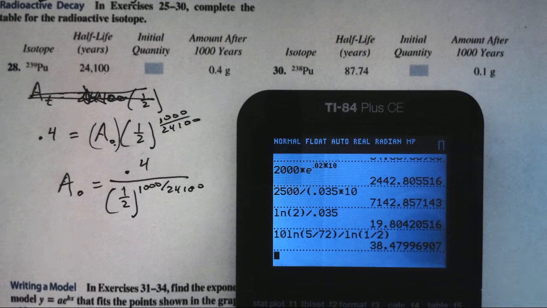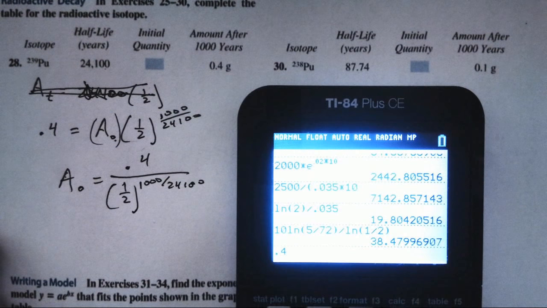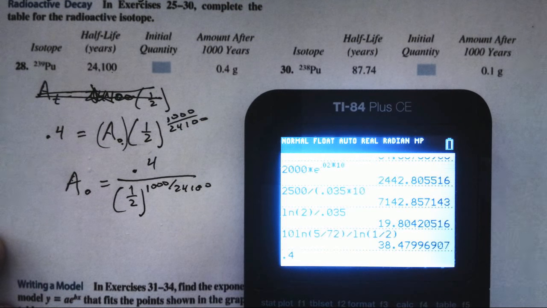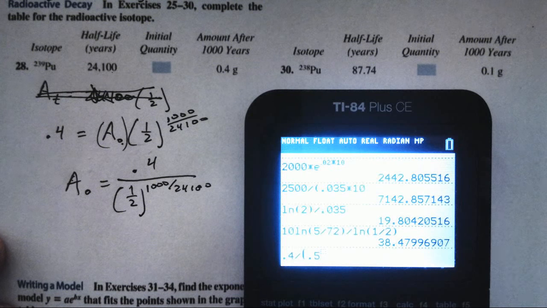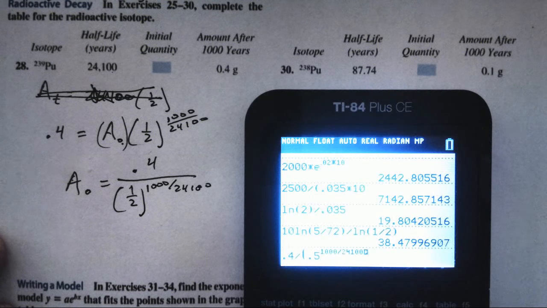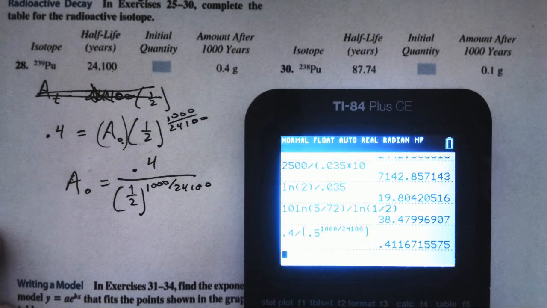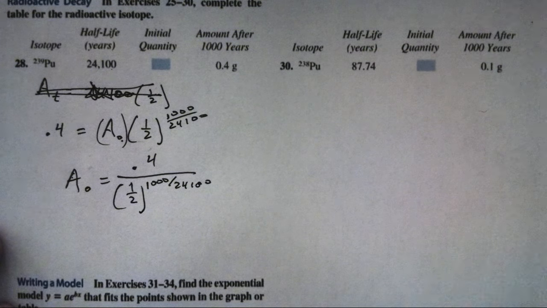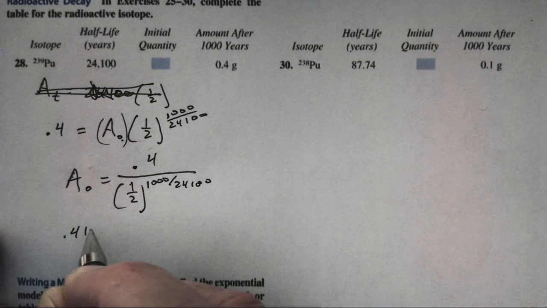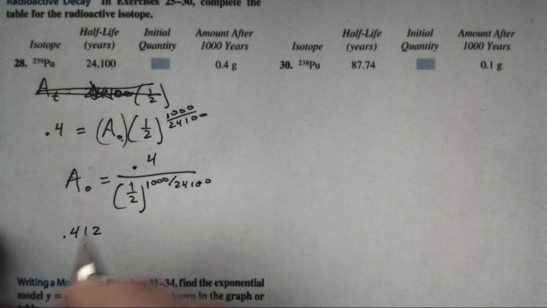is, let's see, 0.4, going to be too bright. I think maybe you can see that. 0.4 divided by all of, I'm just going to go 0.5 raised to the 1,000 divided by 24,100. And let's see if we get an answer that at least seems reasonable here. And we get 0.41167. So I'm going to go 0.412. So we get 0.412. That would be grams.